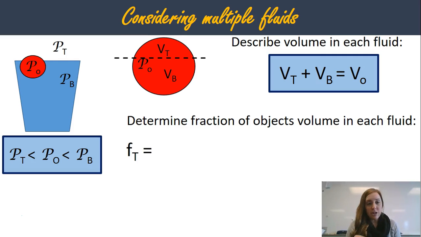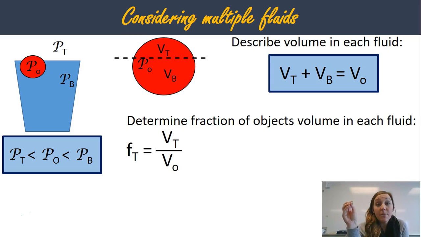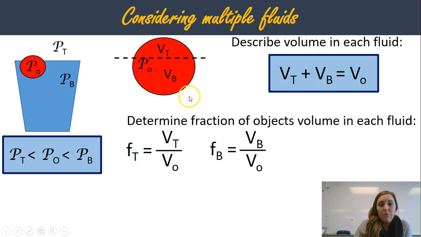Okay, fraction on the top, as in the fraction of the object that's floating above, is going to be the volume on the top divided by the volume overall. So let's say that this whole thing was 4 meters cubed. If I have 1 cubic meter on top, then 1/4 of it is on the top, right? The fraction on the bottom is the volume on the bottom divided by the whole thing. If this was 4 cubic meters and I had 1 cubic meter on top, I would have 3 on the bottom. So my fraction bottom would be 3/4.